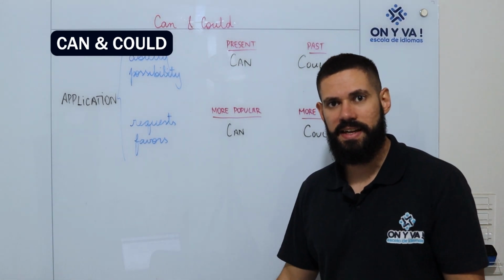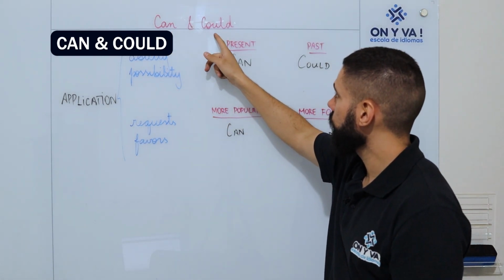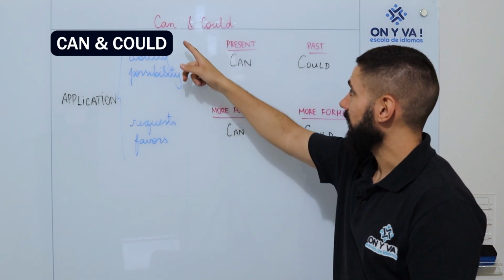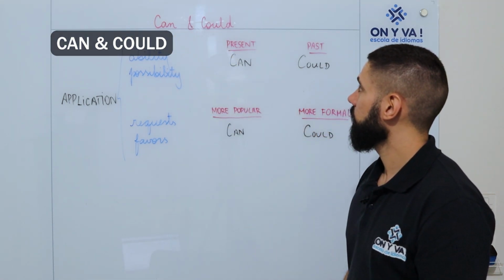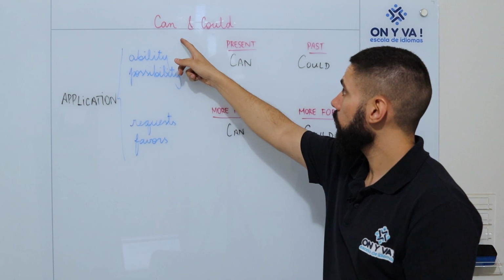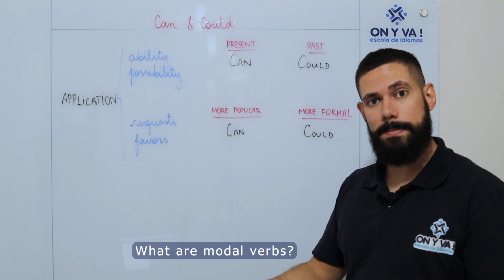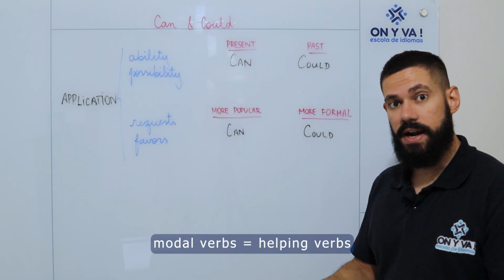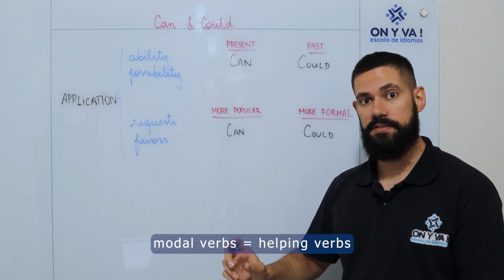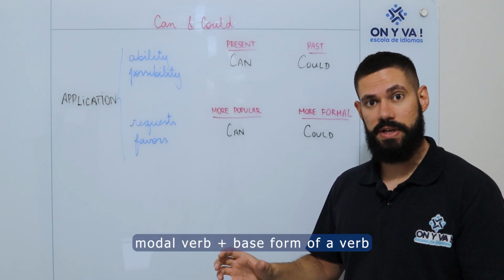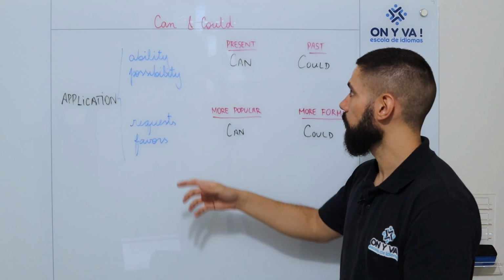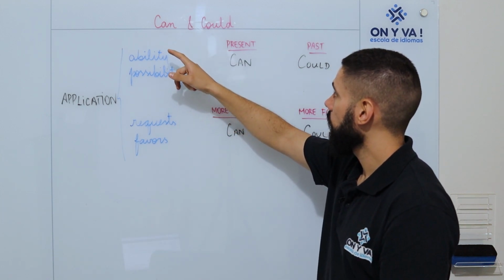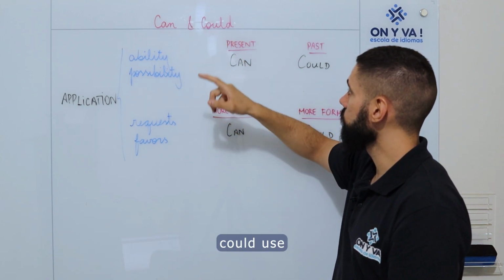Hi, let's talk about can and could. Can and could. They are modal verbs. What are modal verbs? They are helping verbs. They are verbs that we use with other verbs. For example, can go or could use.